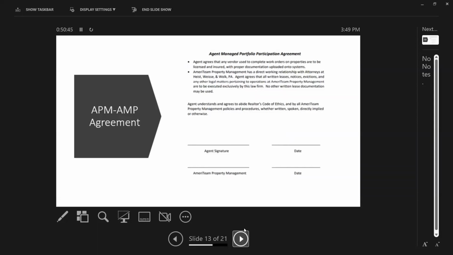And this is just page 2. Yeah, page 2 of the agreement. Agent agrees that any vendor used to complete work orders on properties are to be licensed and insured. Now, we have our own vendors. We have our own list of approved vendors. If for any reason you or your owners have a vendor or a couple of vendors that you prefer to work with, it's fine. Let's get them on the list. Let's make sure we have their information. Let's make sure that they're licensed and insured, and we can add them onto Appfolio and keep them in the fold.